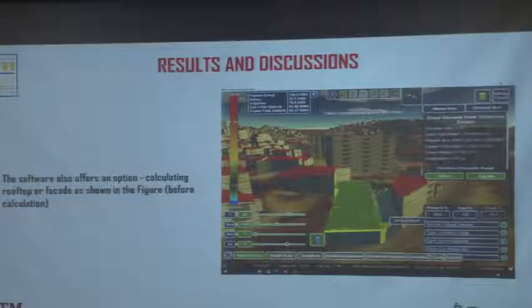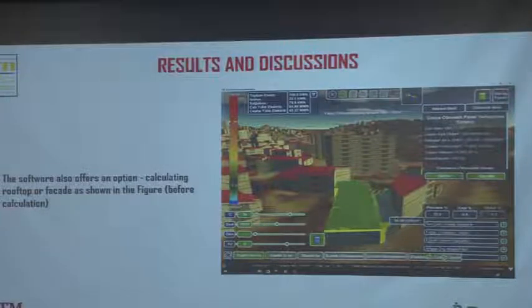Values and other values. In this figure, the software also offers options, for example, calculating rooftops or facades of buildings.